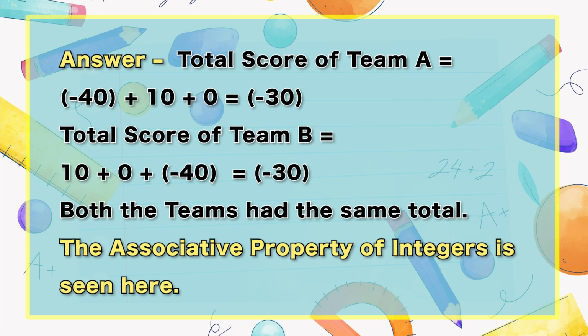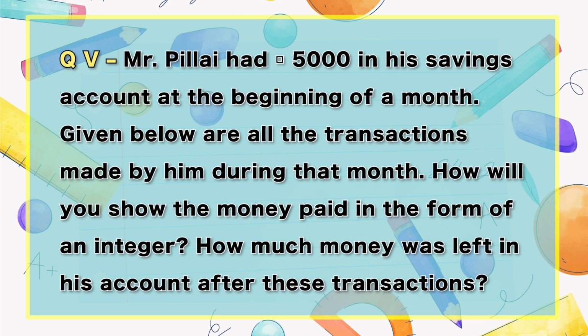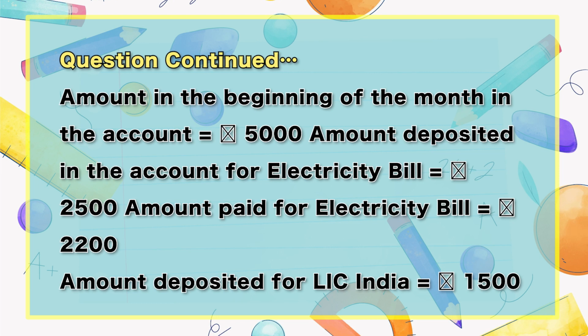Another question. Mr. Pillai had ₹5,000 in his savings account at the beginning of a month. Given below are all the transactions made by him during that month. How will you show the money paid in the form of an integer, and how much money was left in his account after these transactions? The next slide shows the transactions.